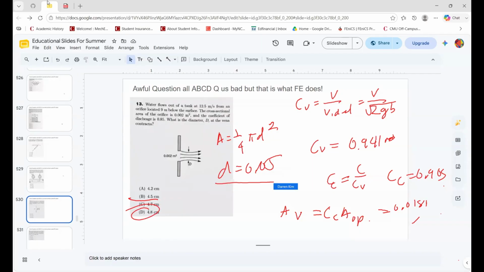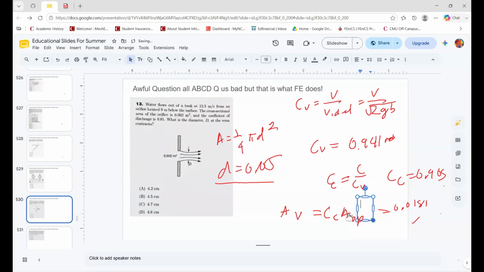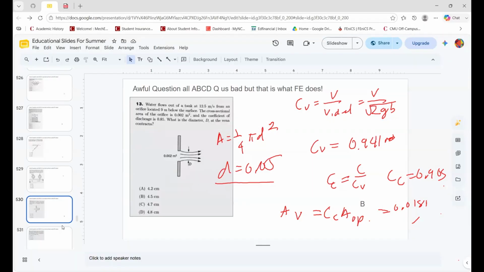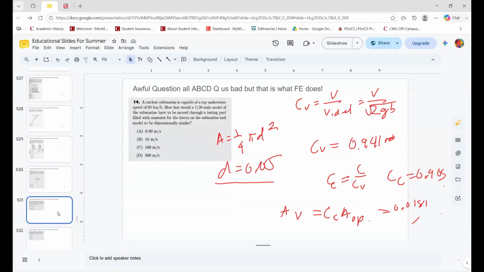Here's the thing I will say, I don't like this question. I'm just going to ignore it because it's not correct to not have it in the handbook. And if that's the case, this is probably an obscure, weird question that I couldn't care less about.